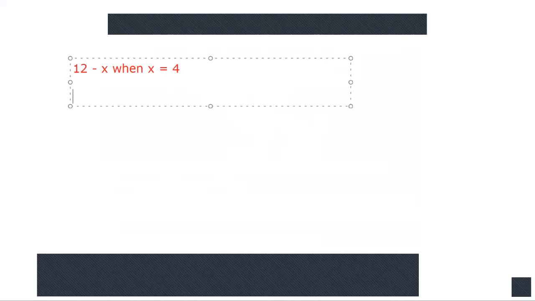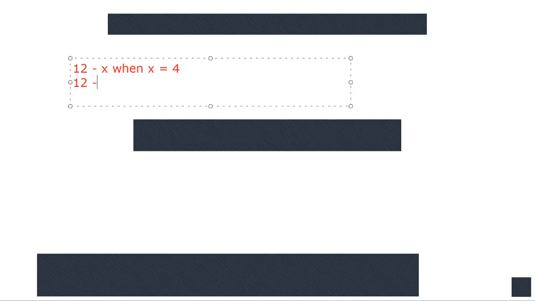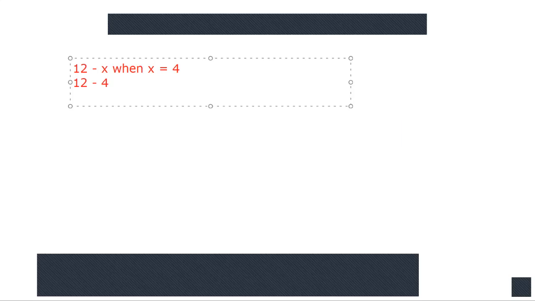Let's say I have 12 minus x when x equals 4. So how would I write that? Well, to solve it, I have to plug 4 in for x. So now I get 12 minus 4. And what's 12 minus 4? It's 8. We have solved the problem.